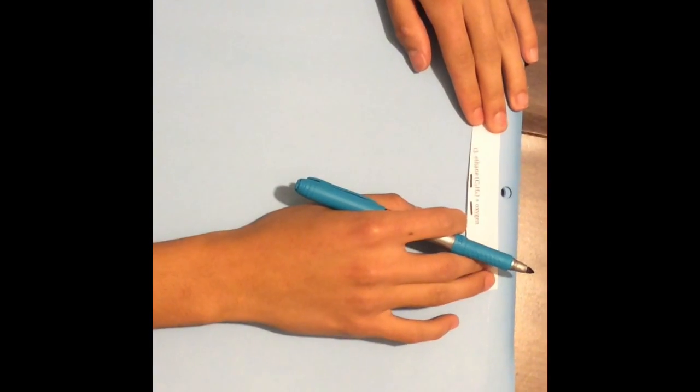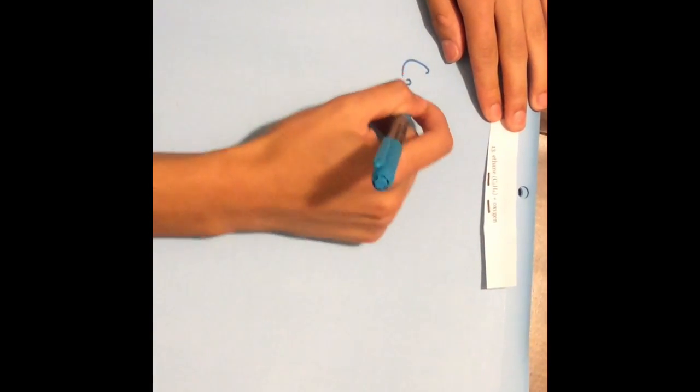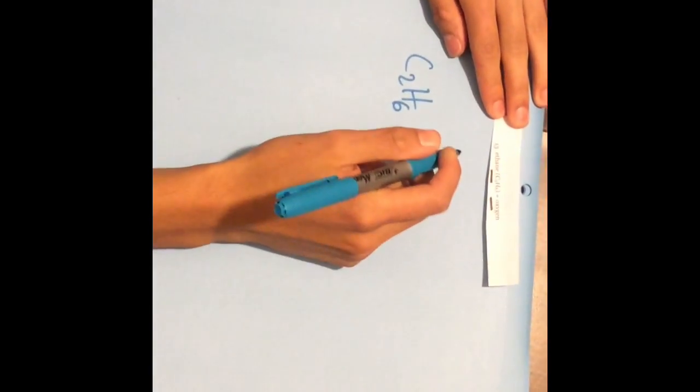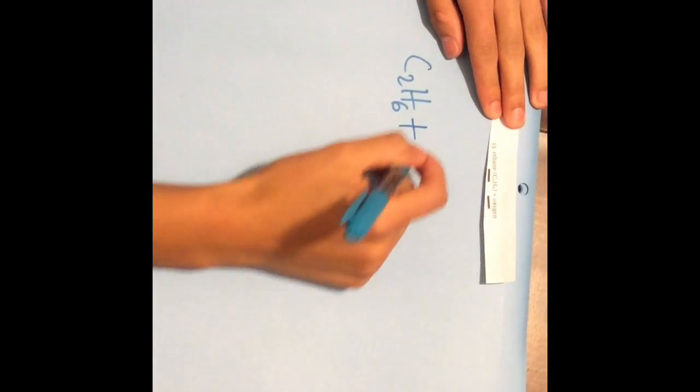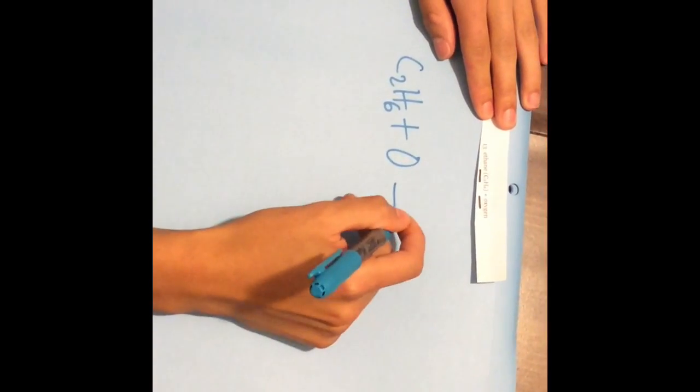Okay, so now that we know that it is a combustion reaction, let's write it out. So we have C2H6, aka ethane, plus oxygen. Now we have to find our product.